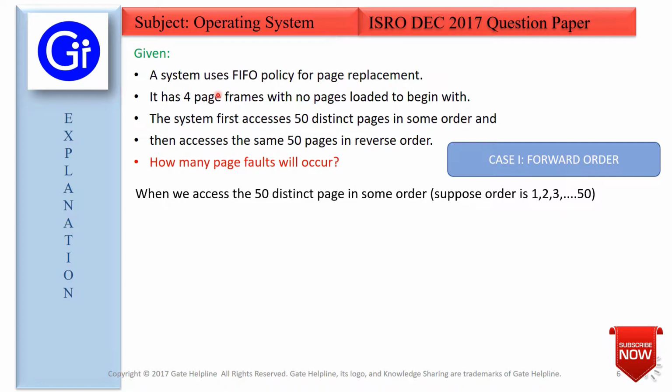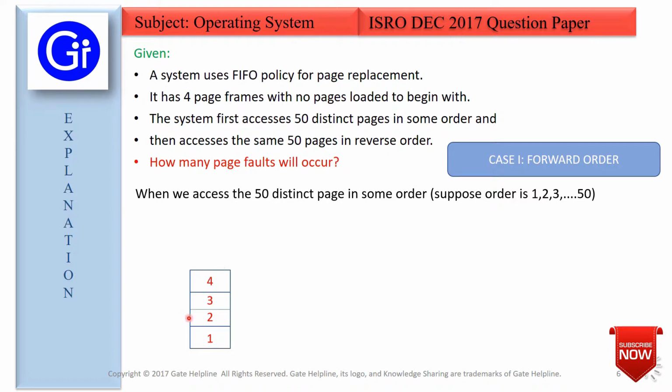One thing we need to note is we are using the FIFO page replacement policy. That is, the first element which came in will be the first to go out. And it has 4 page frames with no pages loaded to begin with. So first of all we take 4 page frames with nothing initially loaded inside them. Now we load the pages in the order 1, 2, 3 till 50. The first page which comes is 1, and then the second, third and fourth.